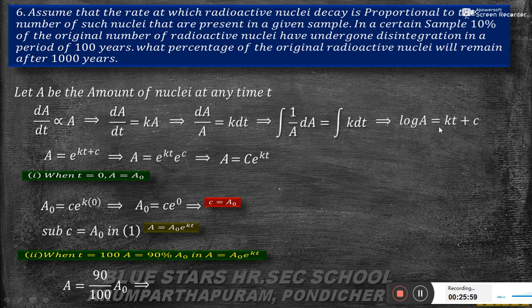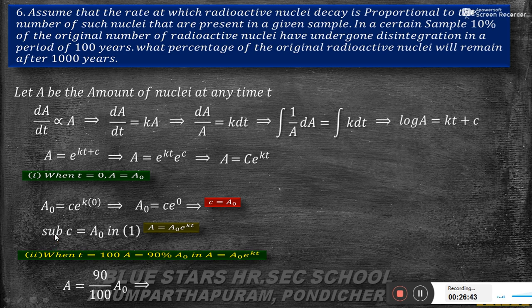The next step, I take the exponential on both sides. So e power log A equals e power Kt plus C. The exponential and log cancel, so A equals e power Kt plus C, which is A equals e power Kt into e power C. Here e power C is a constant, so I represent it as C, giving C e power Kt. Now I take the initial condition, that means t equals 0 and A equals A naught, where A represents the amount of nuclei. So A naught equals C into e power K times 0. e power 0 is 1, so C equals A naught.